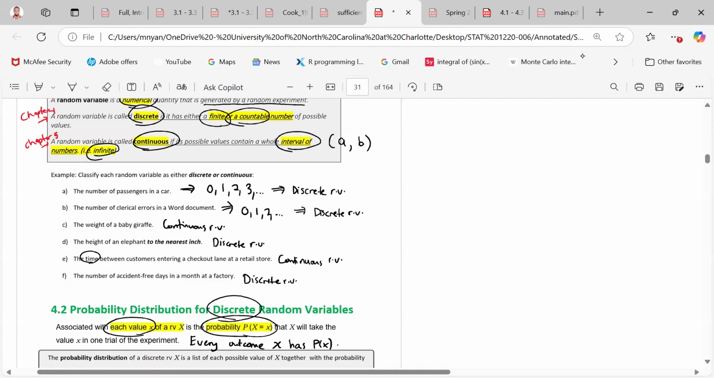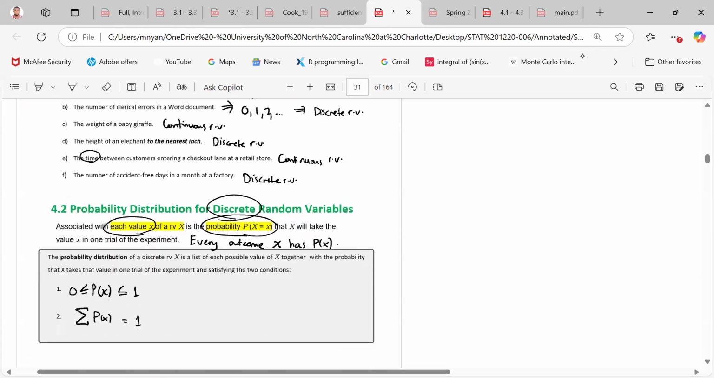All right. Now we're on section 4.2, probability distribution for discrete random variables. We are focusing on discrete random variables. We will talk about the continuous aspect in our next lecture or in chapter 5. For each value the random variable takes, you want to find the probability that it actually occurs. You have the values of that random variable and the probability of it occurring. You put them in a table. This gives us the probability distribution for such a discrete random variable.